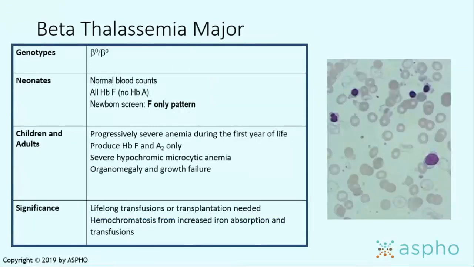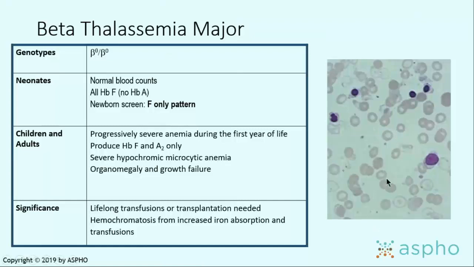Okay, beta thalassemia major. This one's a little bit more straightforward. You have inherited no functioning beta globin genes. At birth, your blood counts are normal because you're making fetal hemoglobin, and so it looks great. On newborn screen, it is detected because they make only F. All newborns at term should have F and A at least, and if it's F only and there's no functional A production, then that's consistent with beta thalassemia major.